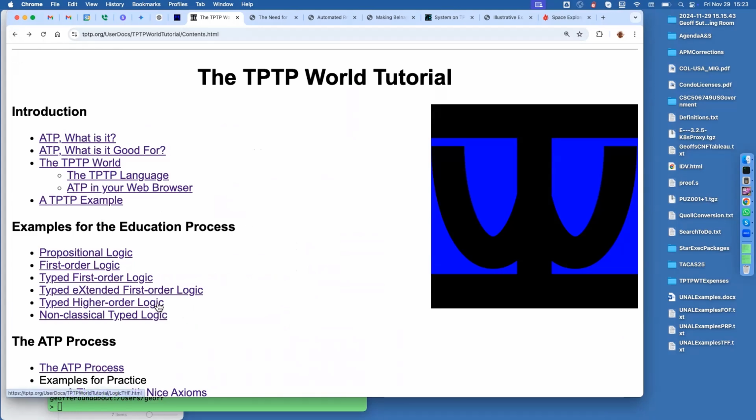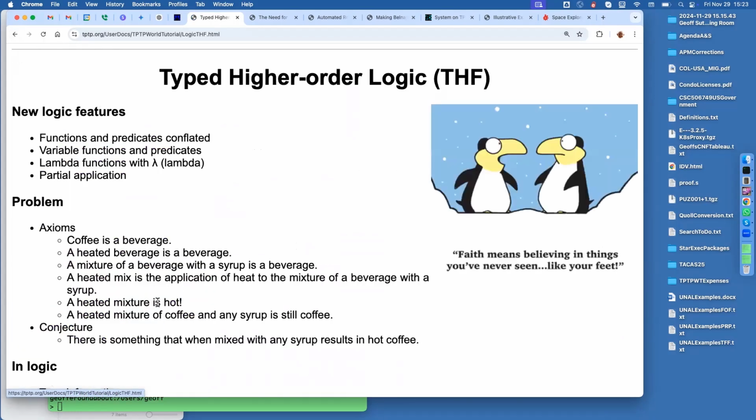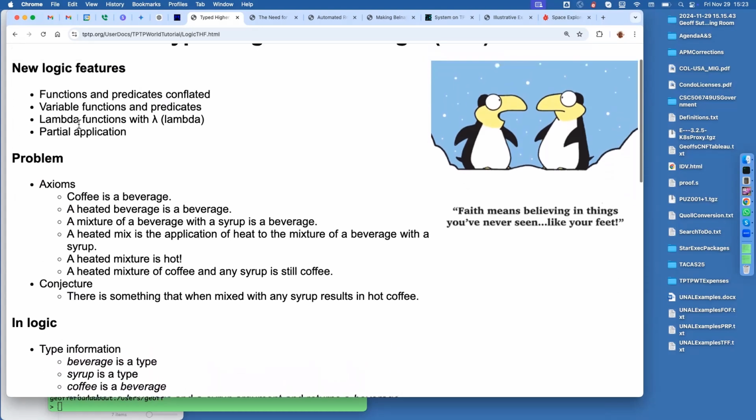We can go to higher order logic. So higher order logic, for those people who like set theory, this is the perfect logic for discussing set theory and things like that. What we get now is more capability. In particular, we get lambda functions. And if you're not familiar with lambda functions, don't worry. It's just a way of writing a function in line, same as in Java.